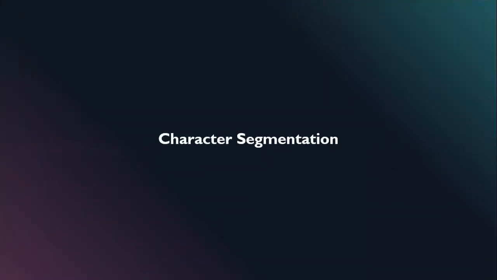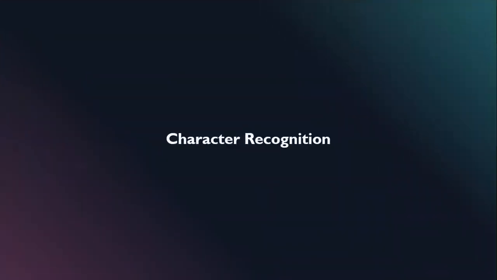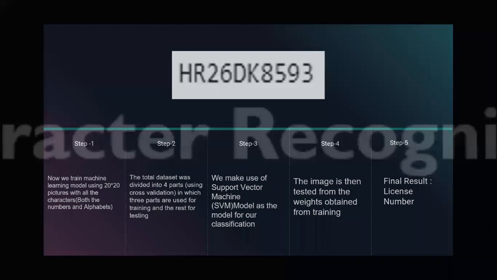Now for the character segmentation. As you can see, the number plate is binarized so as to separate the characters from the background. And the characters are segmented with the condition that the width is equal to 5 to 15% of the width and the length is about 35 to 60% of the plate length. After the condition is satisfied, the characters are segmented and resized to 20 cross 20 and ready for testing. Then we'll see about character recognition.